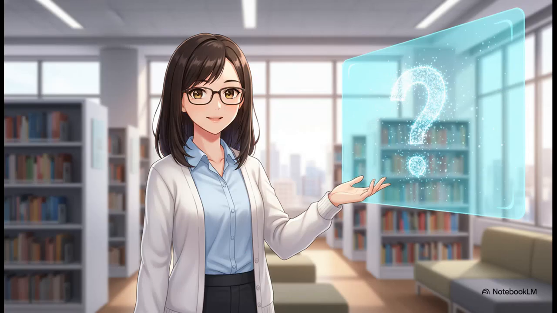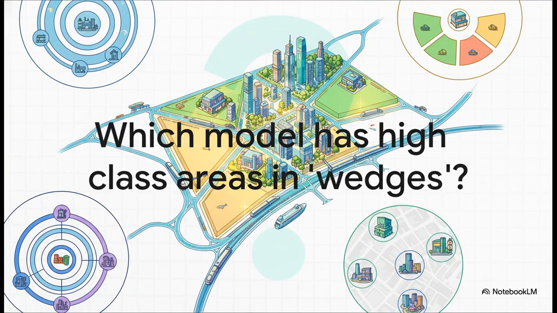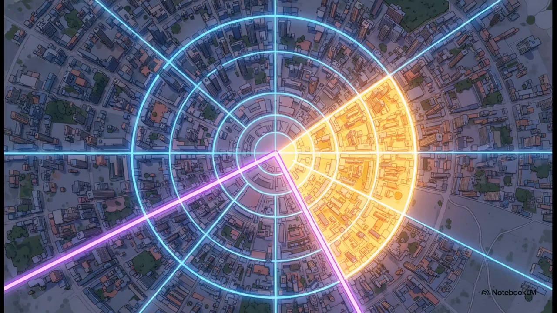All right, we've covered a ton of ground. So before we get to our final takeaways, let's do a super quick pop quiz just to see how these ideas are connecting for you. First question, which model suggests that the fancy high-class areas tend to develop in wedges that follow major transportation routes? Was it the concentric circles, the sectors, or the multiple centers? And the answer is B, the sector model.